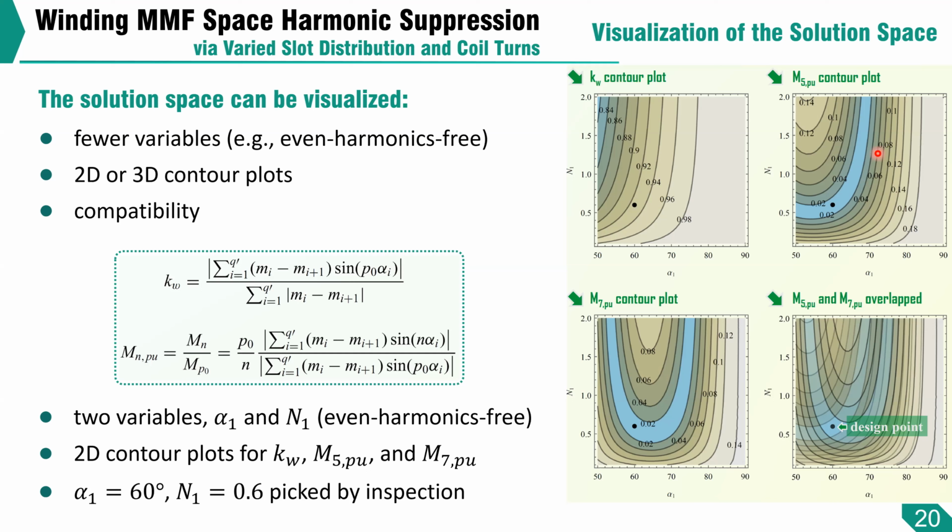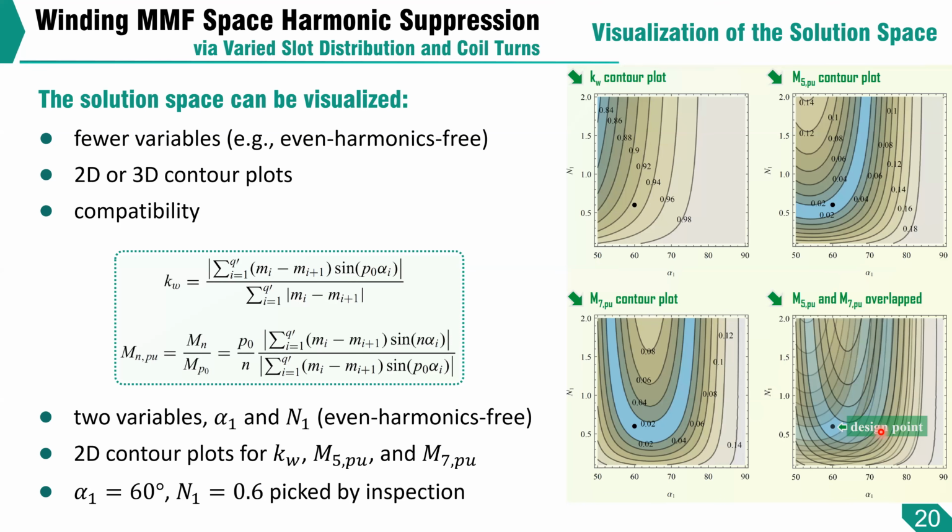Then we overlap this one and this one to see if the 5th and 7th orders can be eliminated at the same time. It turns out that it's compatible. And we can visually tell it's somewhere near here, maybe 60 degrees and 0.6 turns ratio. It won't be as exact as the algebraic method or numerical optimization, but it makes it crystal clear how those metrics change with the design variables and their compatibility.